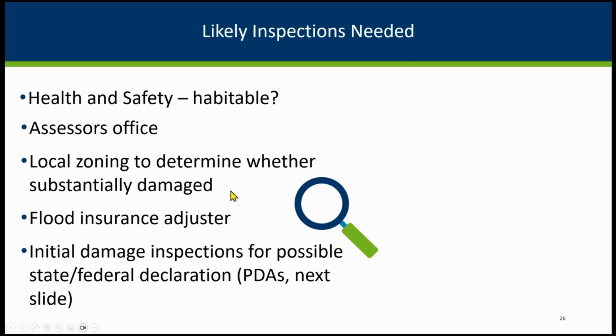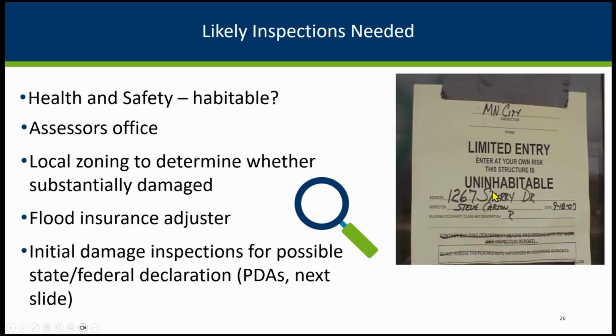Local zoning authorities should be out there checking whether they've had damage and they need repair permits, or if they're substantially damaged. I mentioned the flood insurance adjusters. And then there could be other state and federal folks out there doing those preliminary damage assessments. Here's an example of a placard where it's not considered habitable.